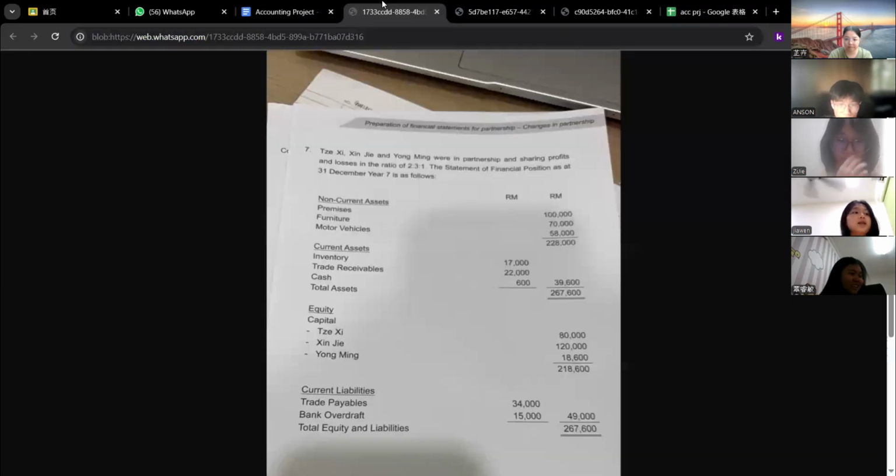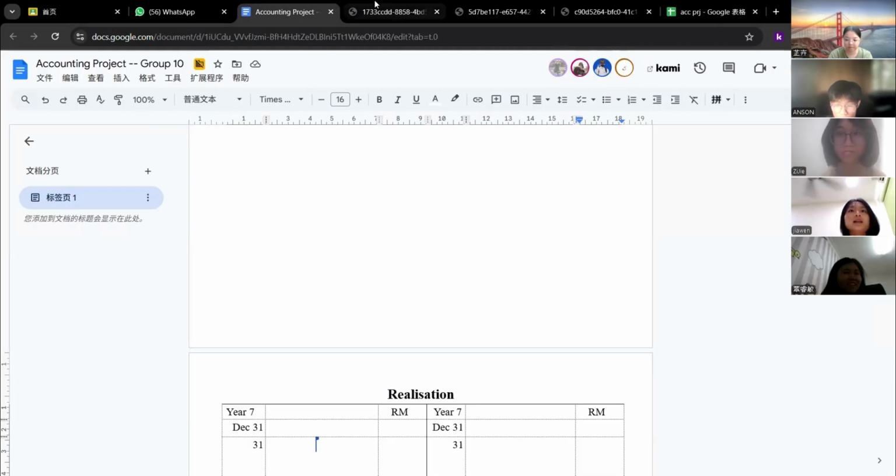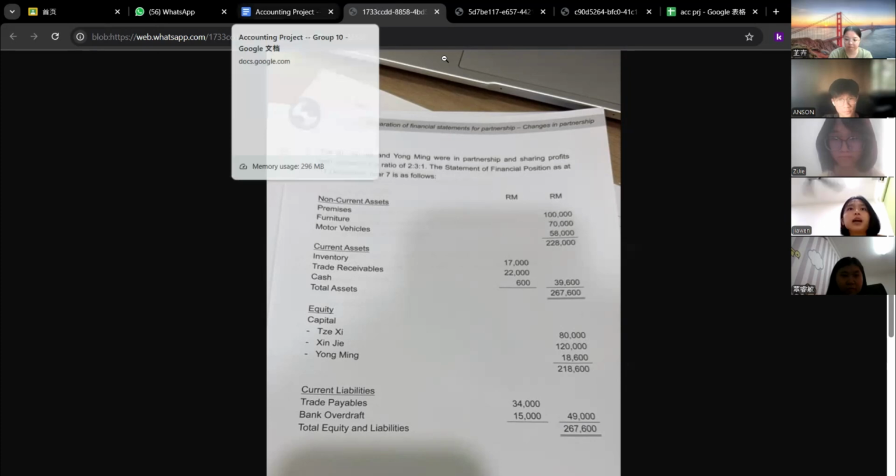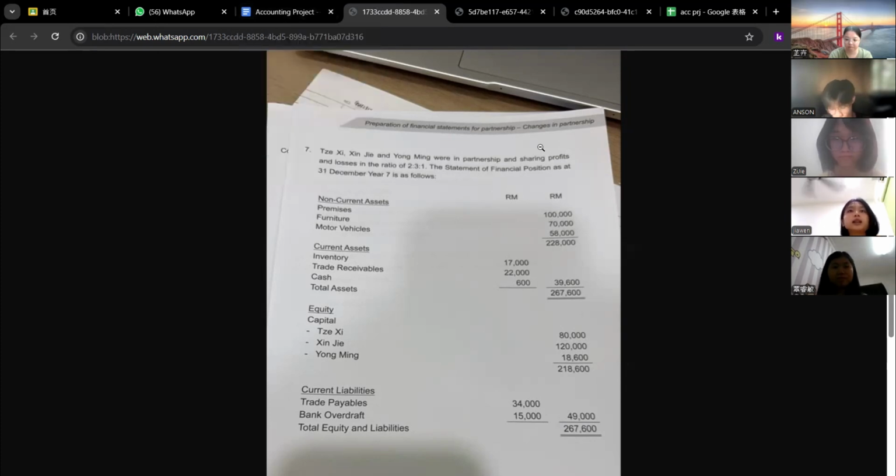According to this question, Ming and Yong were in a partnership, sharing profits and losses in a ratio of 2, 3 and 1, and the total ratio is 6. So Zixi will get 2 of 6, Xingjie will get 3 of 6, and Yongming will get 1 of 6. And first, we need to solve this question.